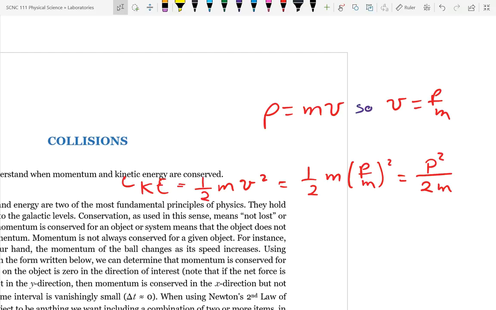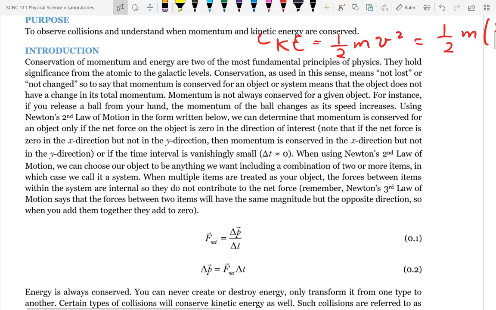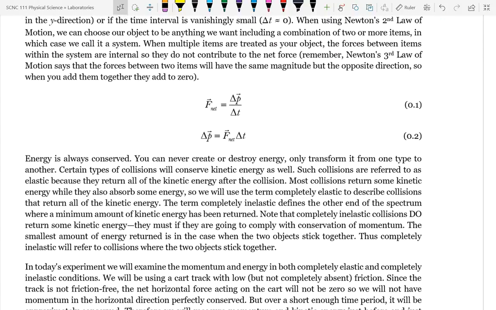So we're going to be looking at the kinetic energy that the carts have as well as the momentum, and looking to see how kinetic energy changes or stays the same. Now, we have already learned that momentum is mass times velocity, and Newton's second law in terms of momentum is the net force is equal to the change in momentum over change in time. So the change in momentum is the net force multiplied by the change in time.